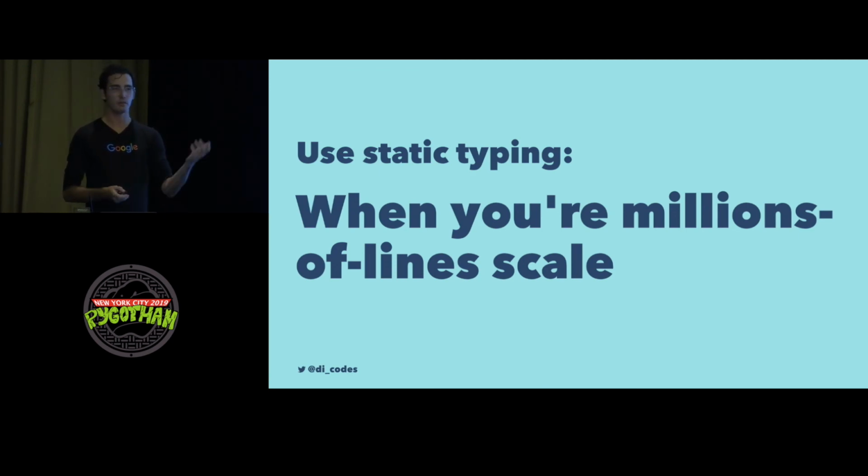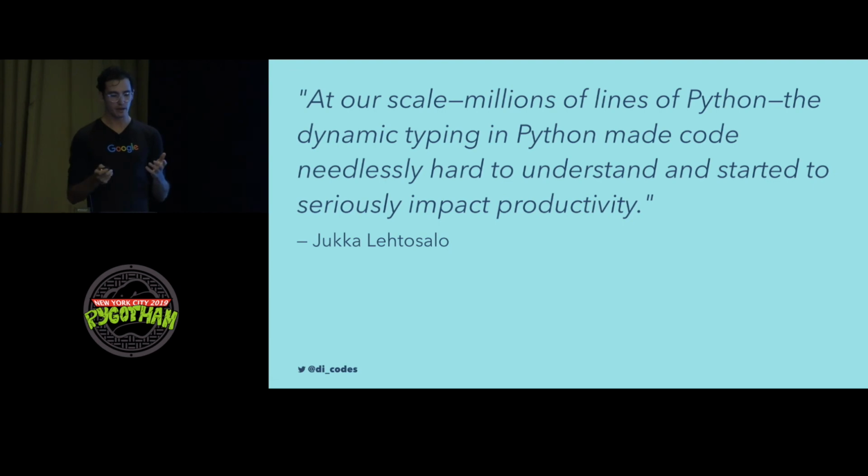And so if you have millions of lines of Python code, you probably already know this, but you should maybe start statically typing it. Dropbox found that at their scale, it would start to produce really needlessly hard to understand code that impacted developer productivity. So that's why all these big shops like Google and Facebook have invested in static typing, because it actually makes their developers' lives easier. And yeah, static typing is a liability at that scale, or the lack of it.